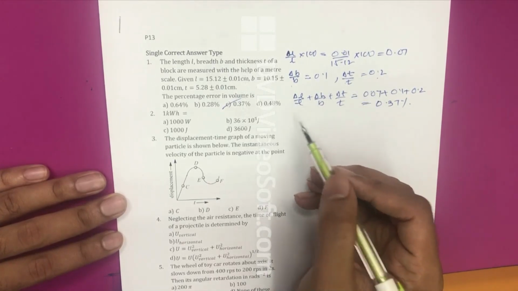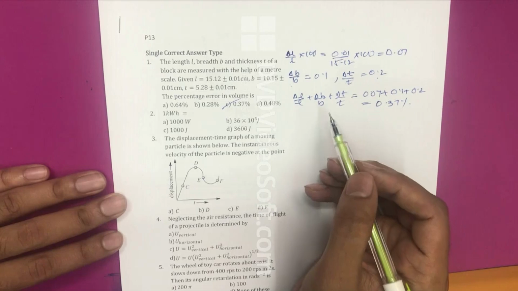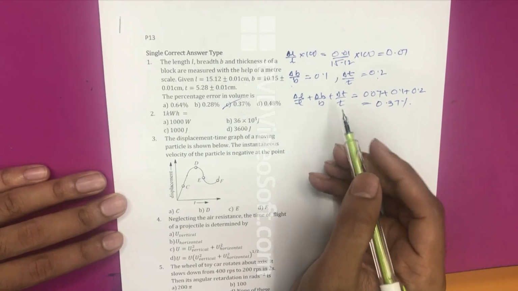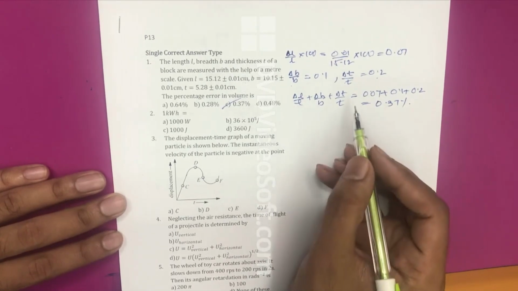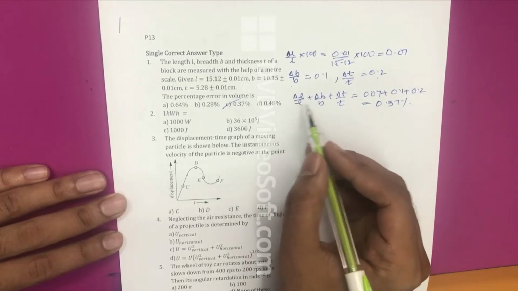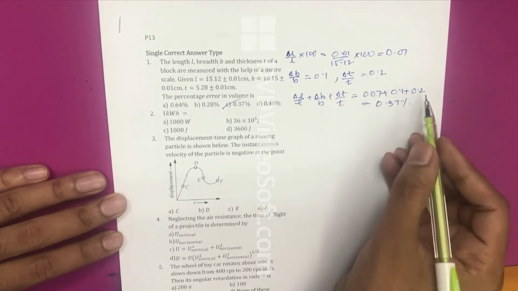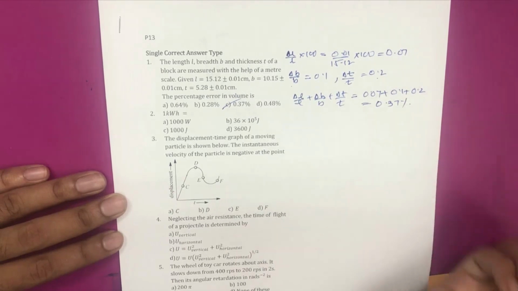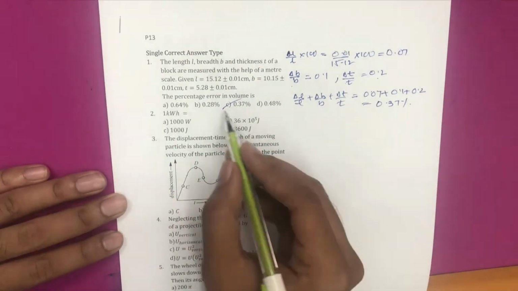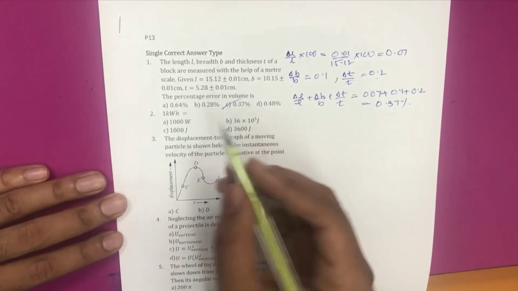Now since the volume of the block would be length into breadth into thickness, the total error would be the addition of the errors of the length, breadth and thickness, that is 0.07 plus 0.1 plus 0.2, which is 0.37%. That is option C will be your correct answer.